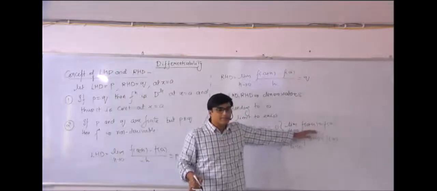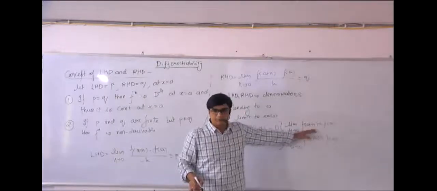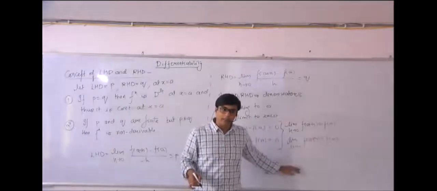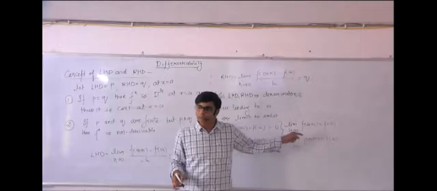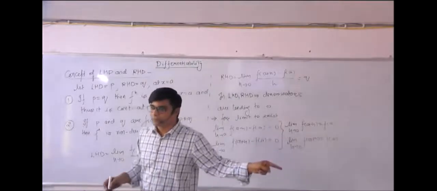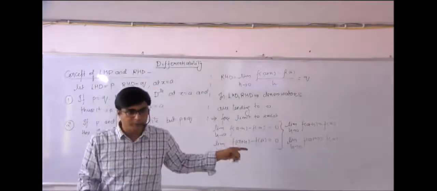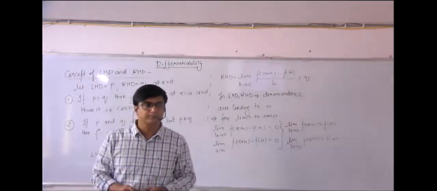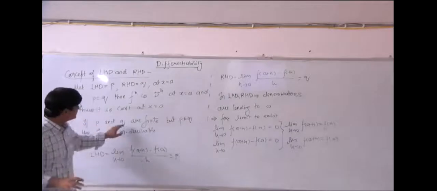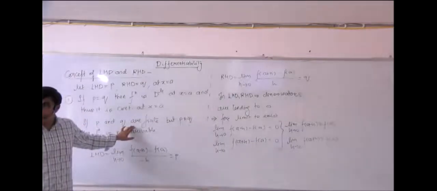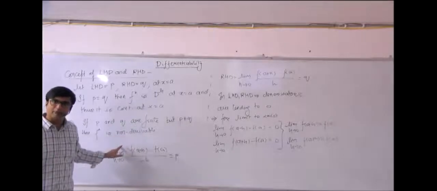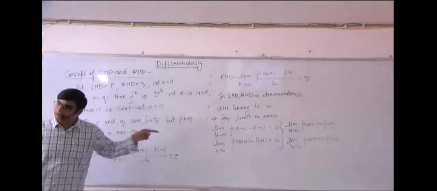What is this? Left hand limit, yes or no? And this is the left hand limit and right hand limit, both are equal and equal to the value of the function. So in this case, what happens? Function is continuous, yes or no? You understand this? If P and Q both are finite, they are not equal but finite, then it is not derivable. Yes, we understand, but function is continuous.